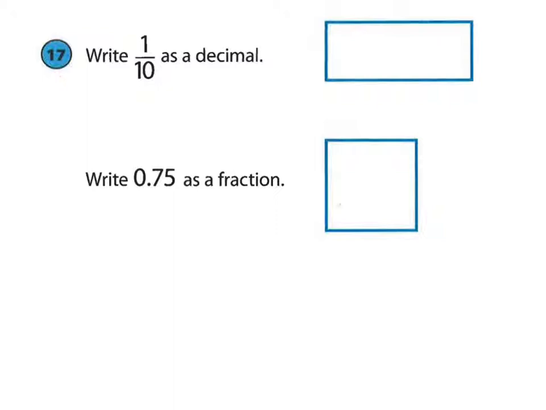Question 17. Write 1/10 as a decimal. If I just draw a number line at the bottom, put in 0 here and 1 here, we can use this to show what a tenth actually is. Halfway along we would have 5/10, and then we can work out the other calibrations from here.